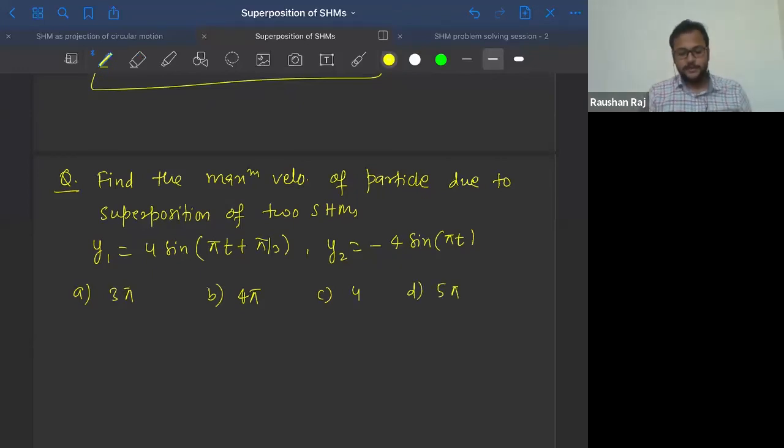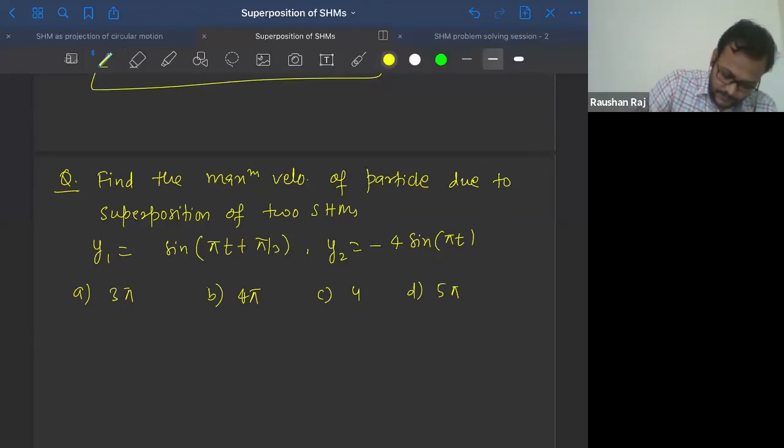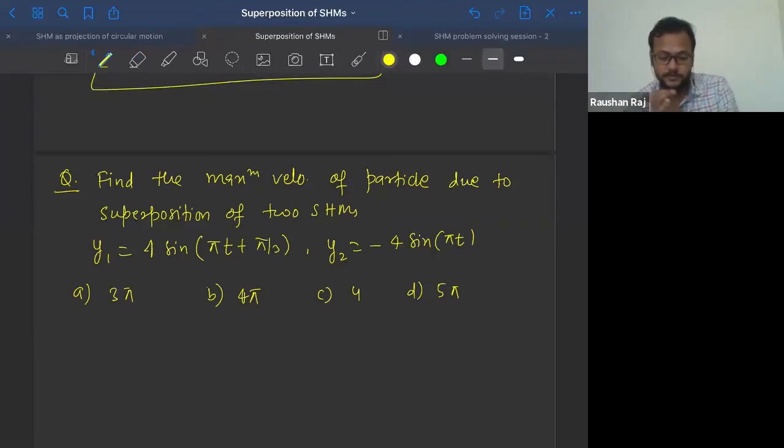So you have to get the maximum velocity of the particle, which will occur because of the superposition of two simple harmonic motions, and equation of individual simple harmonic motion is given to us as y1 is equal to 4 sine pi t plus pi by 3, and y2 is minus 4 sine pi t. Don't be scared, do it as I told you. Whatever I have taught you, use the same concept, you'll get the answer.